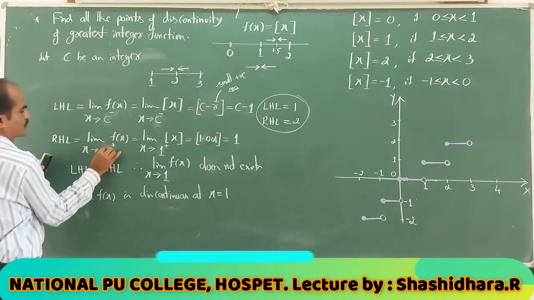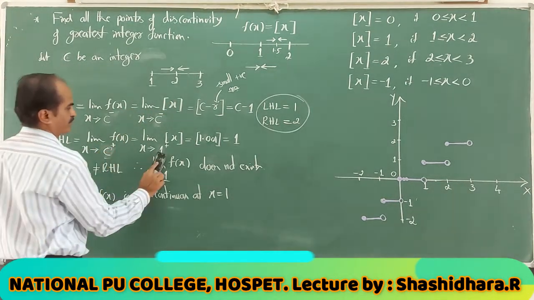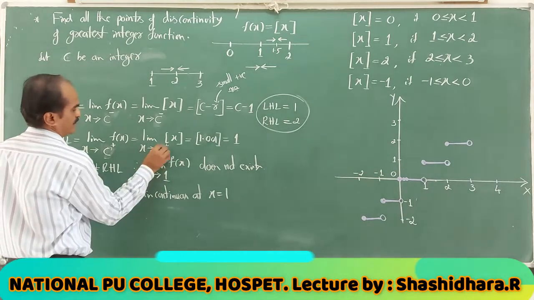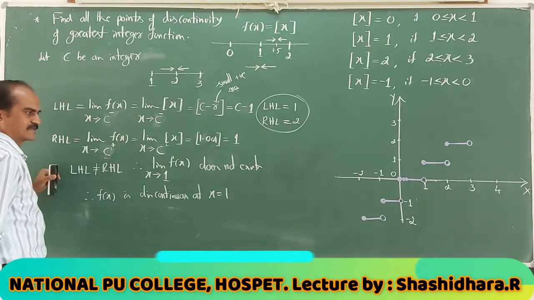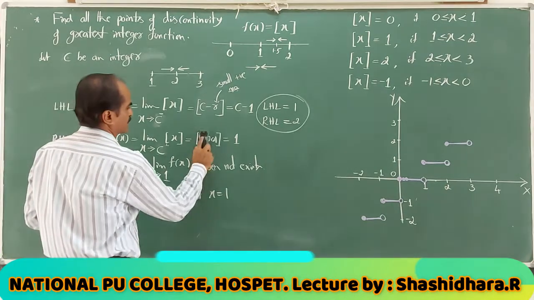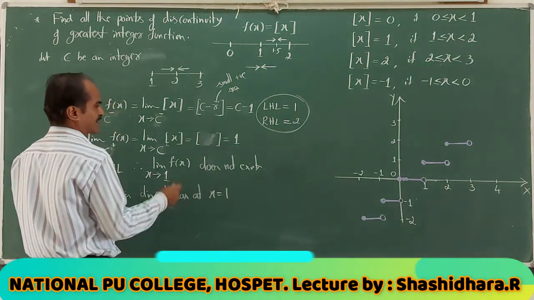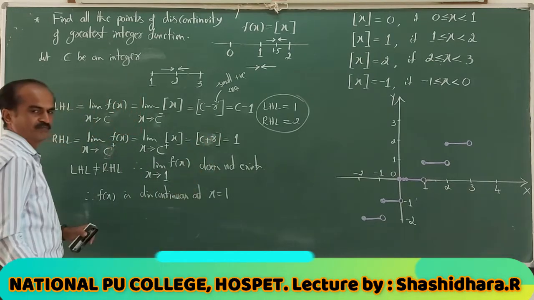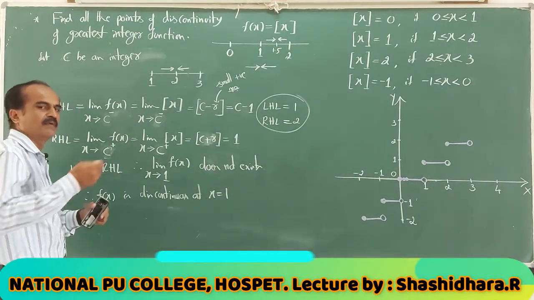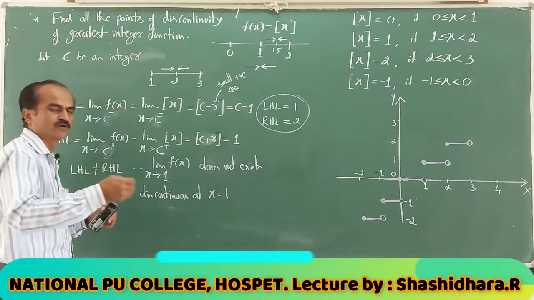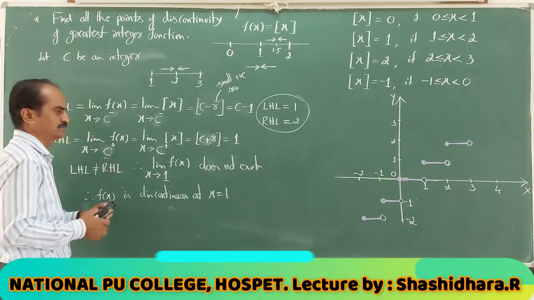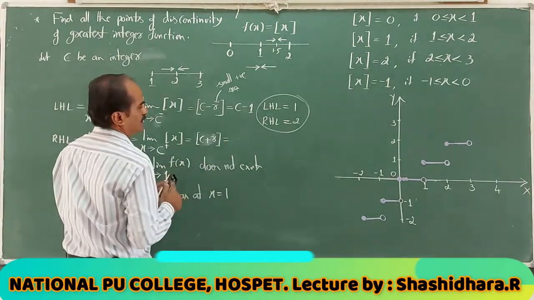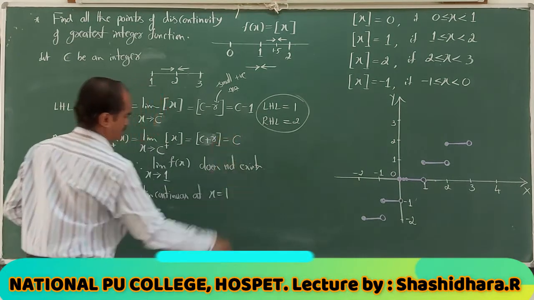Now x approaches C from the right side. Here I have to write slightly greater than C. For that I have to add some small positive real number. For 2, maybe I added 0.01. The greatest integer of 2.01 is what? 2. So therefore here I am going to get C.